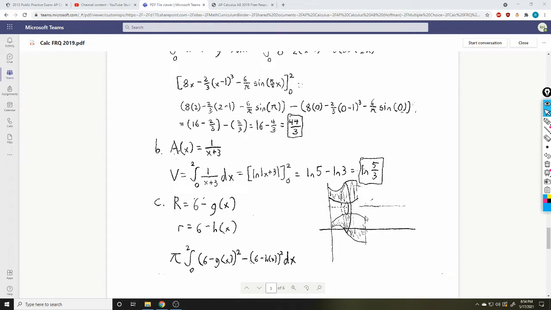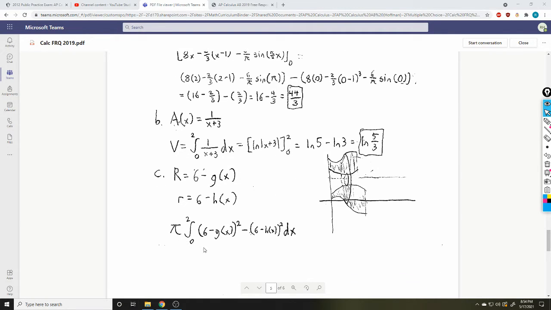Here's my drawing of the washer. Big R, top curve minus bottom curve here. Little r, top curve minus bottom curve here. So that is my integral. Don't forget the pi out in front. It's still from 0 to 2.